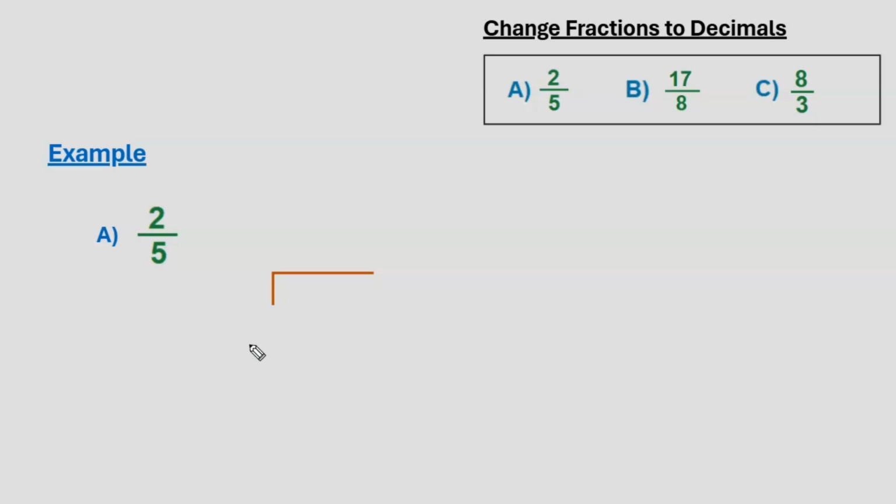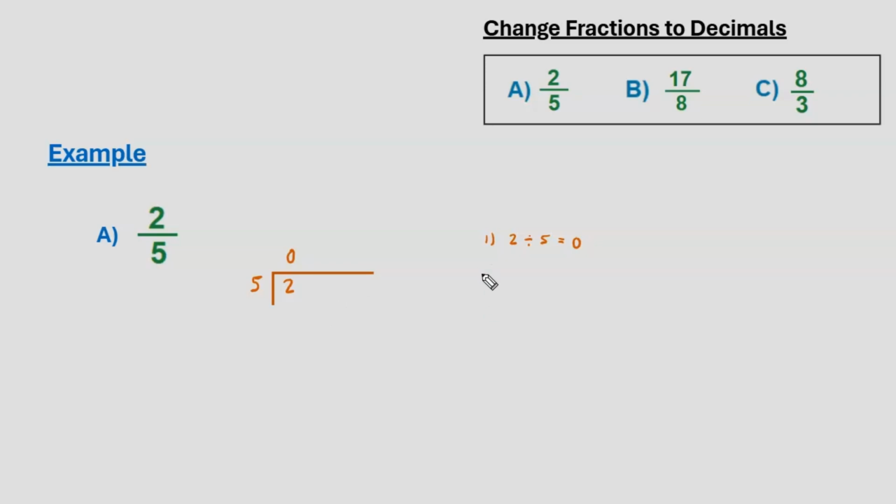We can change a fraction to a decimal by treating it as a division sum. So let's do that with example A. We have 2 over 5, which you can treat as 2 divided by 5. Now, using long division, the first step, if we ignore remainders, if they exist, is to carry out 2 divided by 5, which is simply 0.